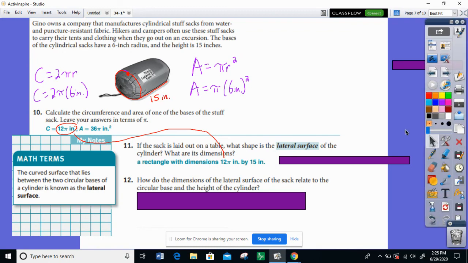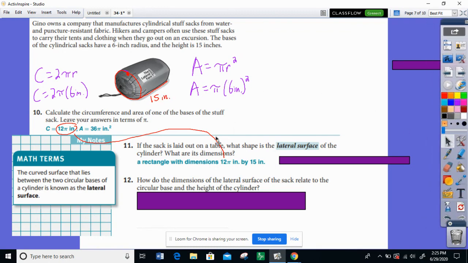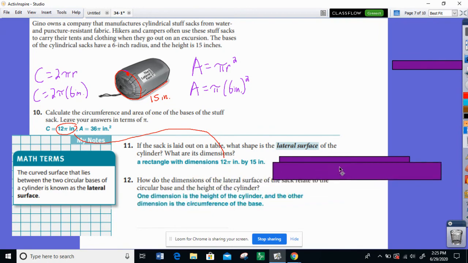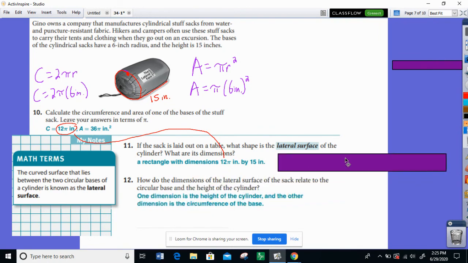How do the dimensions of the lateral surface of the sack relate to the circular base and the height of the cylinder? Well, we already talked about that. One dimension is the height of the cylinder, the distance from base to base.